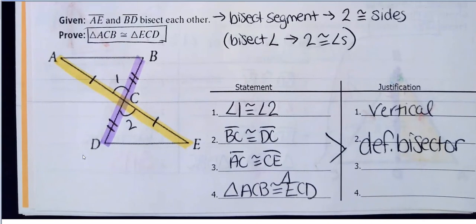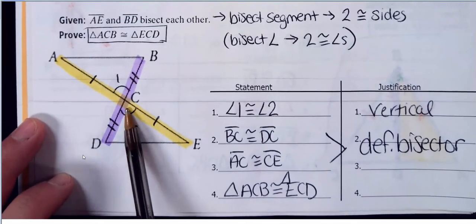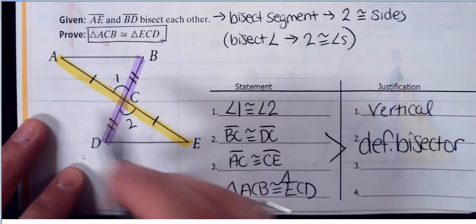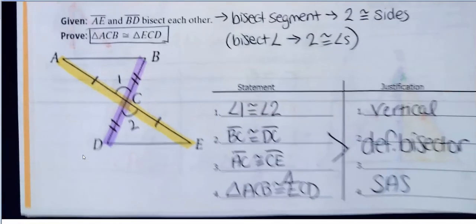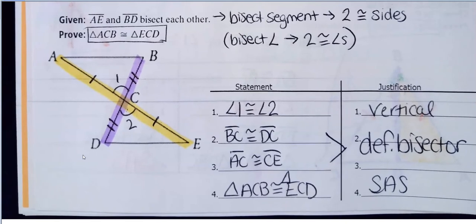They bisect each other means they cut each other in half, giving me 2 equal segments. Now, if you look at what we got going on here, I got a side, an angle in between, and a side on each of these. Side, angle, side, side, angle, side. So side, angle, side is why those 2 triangles are congruent to each other.